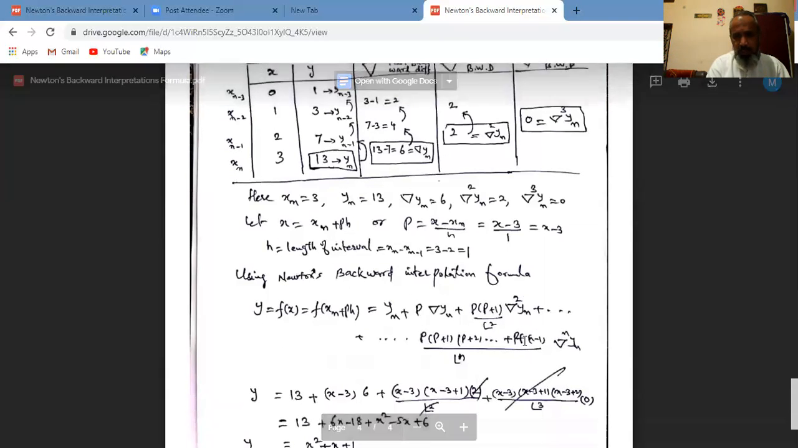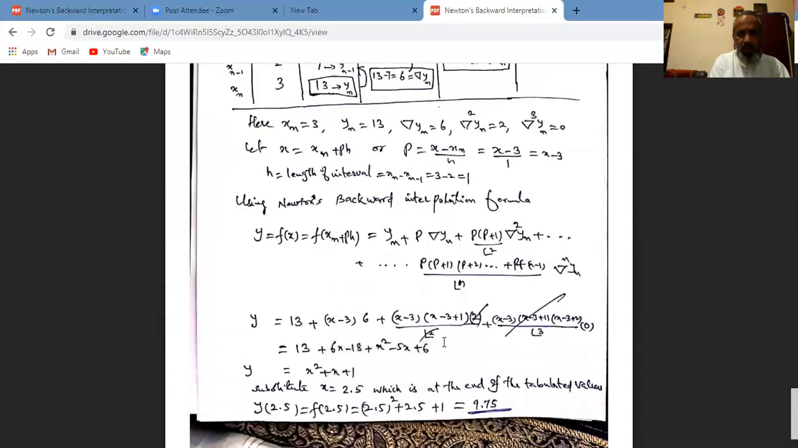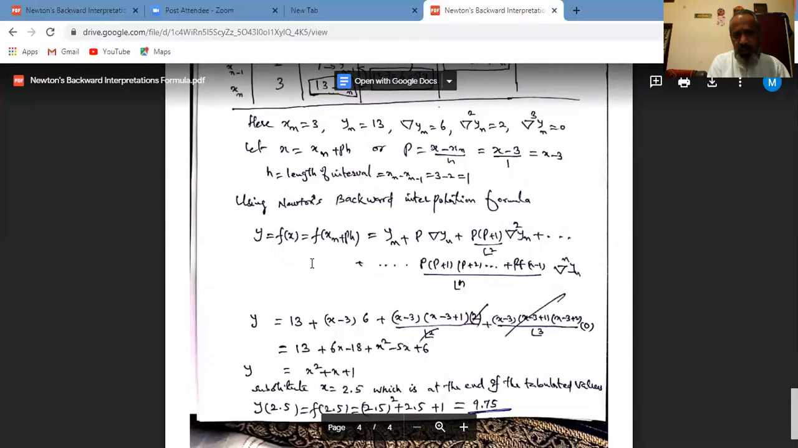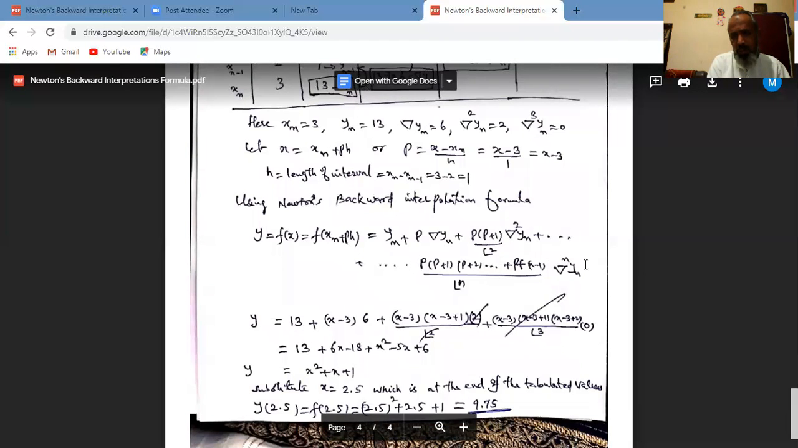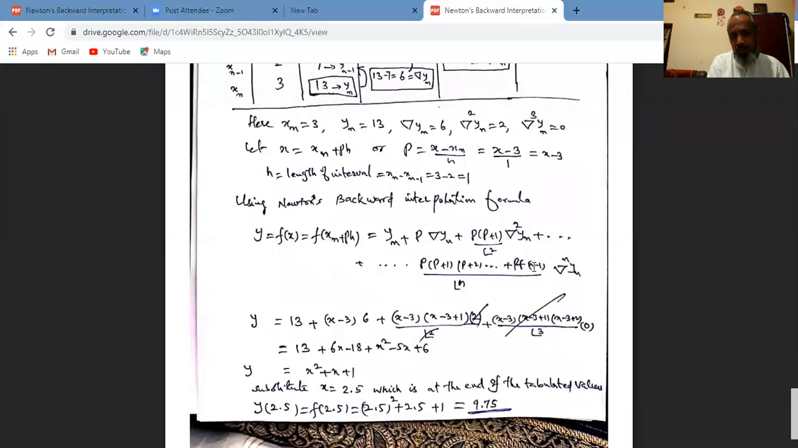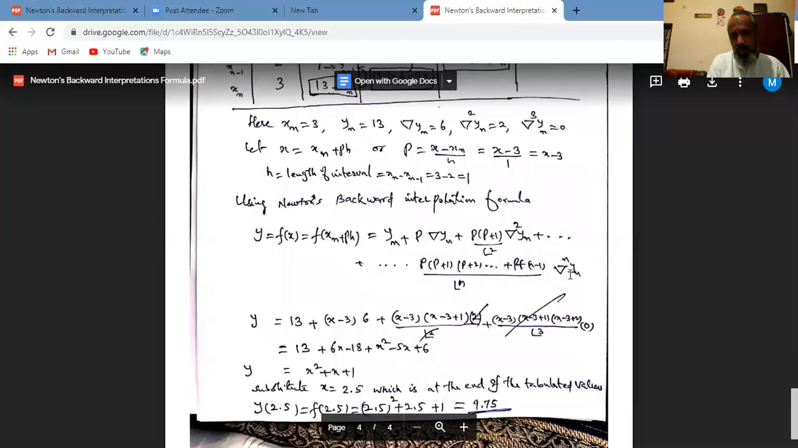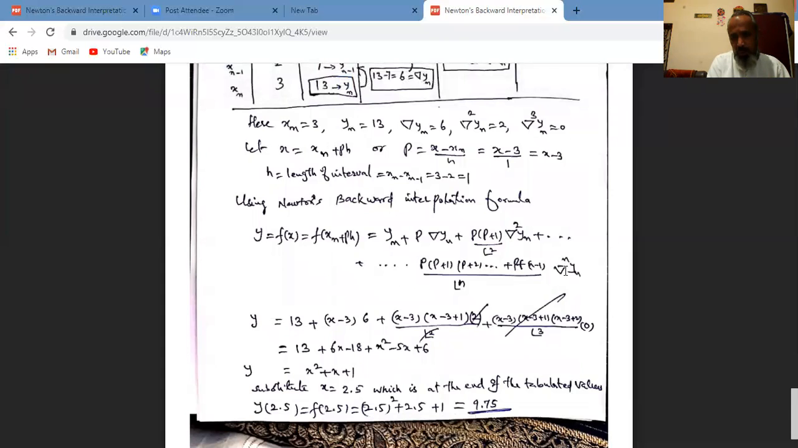So Newton's backward interpolation formula is y is equal to f of x, which is x equals xn plus ph, is equal to yn plus p into nabla yn, plus p into (p plus 1) by factorial 2 nabla square yn, plus p into (p plus 1) into (p plus 2) by factorial 3 nabla cube yn, and so on. The last term is p into (p plus 1) (p plus 2) ... (p plus n minus 1) by factorial n into nabla power n yn. So this is the formula.